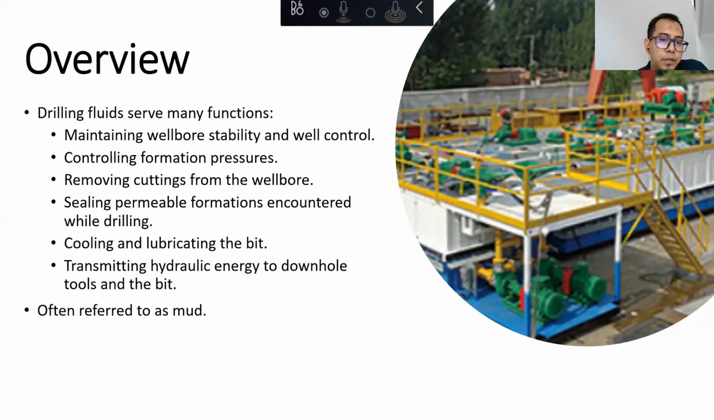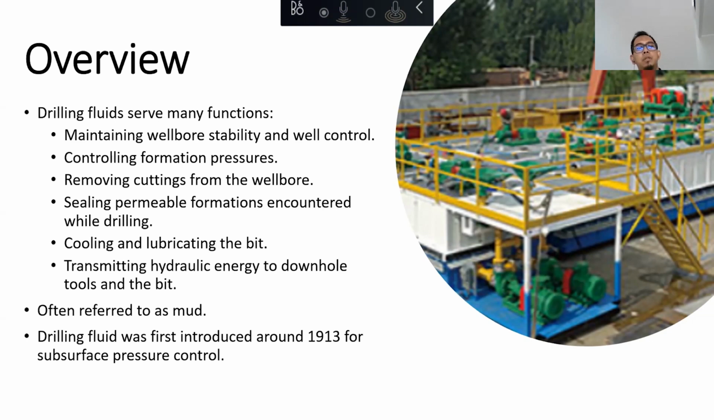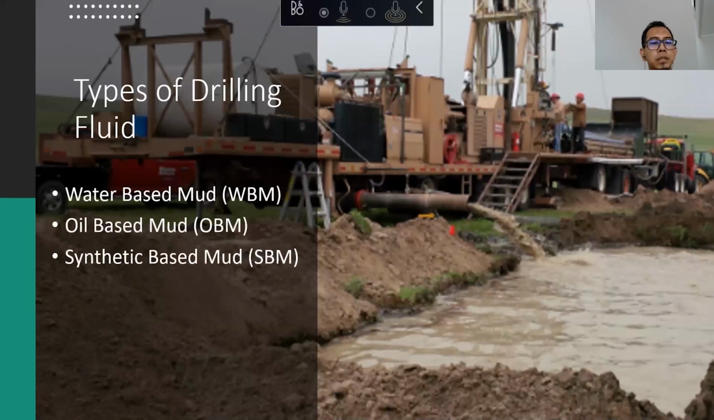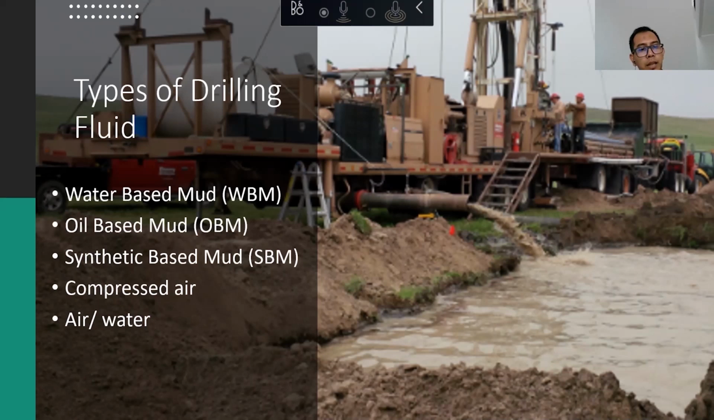Drilling fluids are often referred to as mud or drilling mud. It was first introduced around the early 1913 for subsurface pressure control. There are several types of drilling fluid: water-based, oil-based, synthetic-based mud, compressed air, or air and water fluid. Okay, the first 3 are liquid-based. The last 2 are compressed air, which is gas-based, and air and water, which is a mist. It's multi-phase, normally used in aerated drilling operations, geothermal operations, and underbalanced operations.